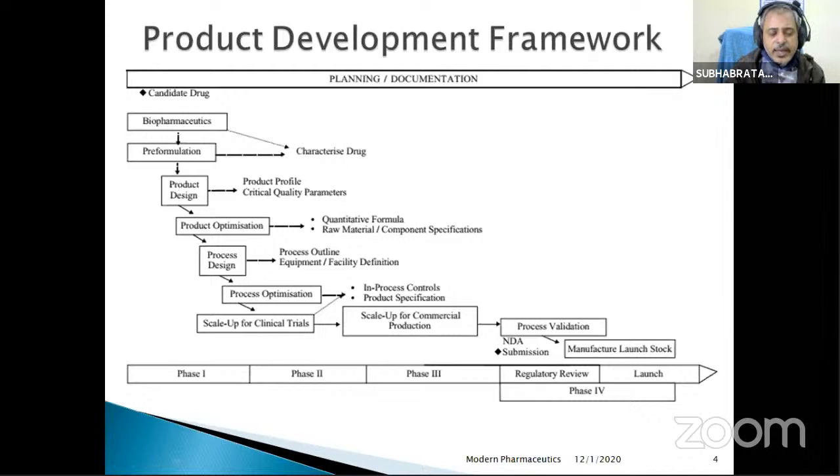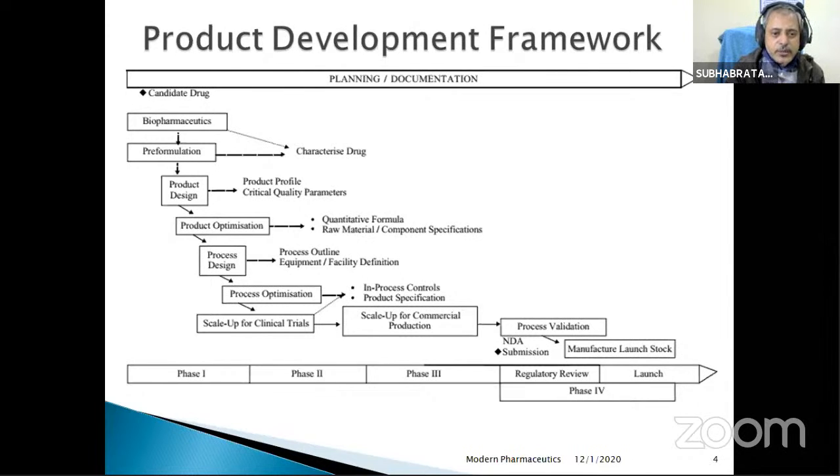So in the earlier days, when advanced analytical techniques were not there, when scientists did not have access to very sensitive, very sophisticated analytical techniques, it used to be a very difficult task, and often many important pre-formulation studies had to be skipped due to the lack of sufficient quantity of API. But the situation has changed now.